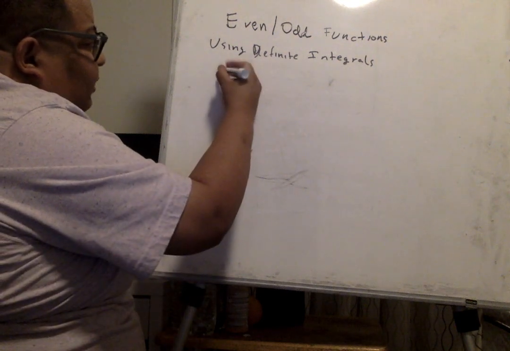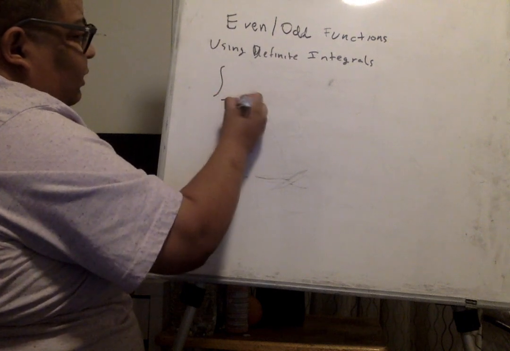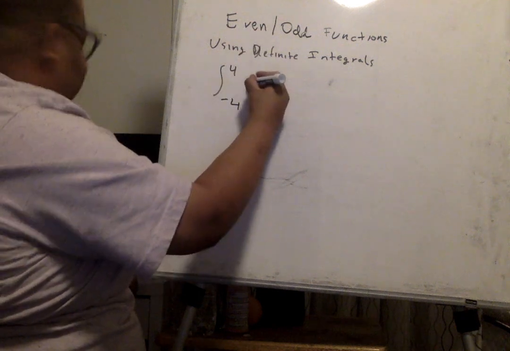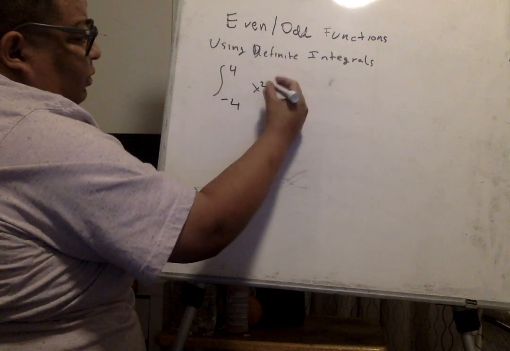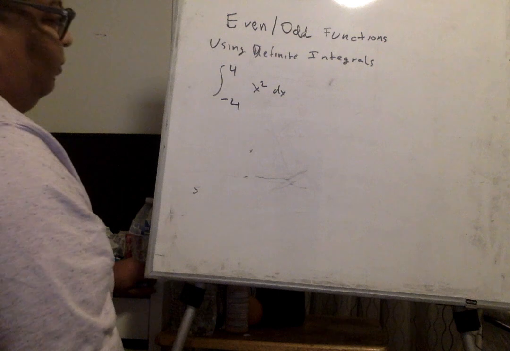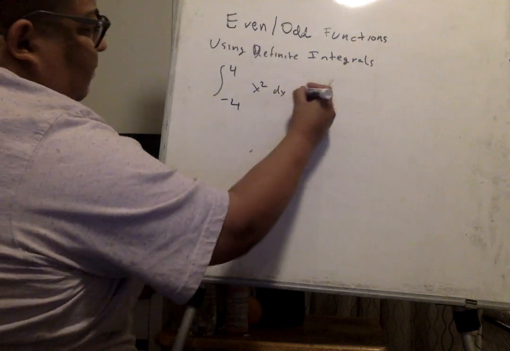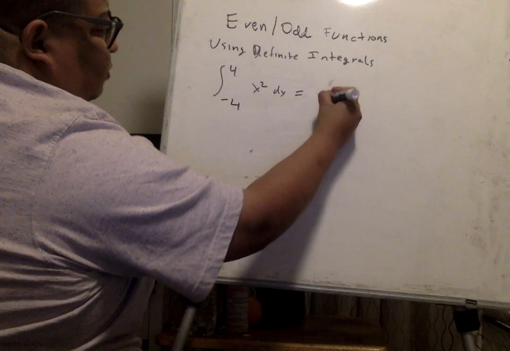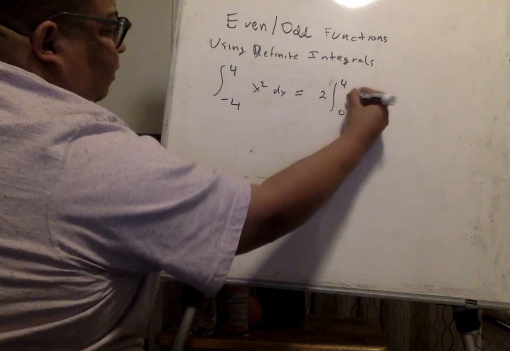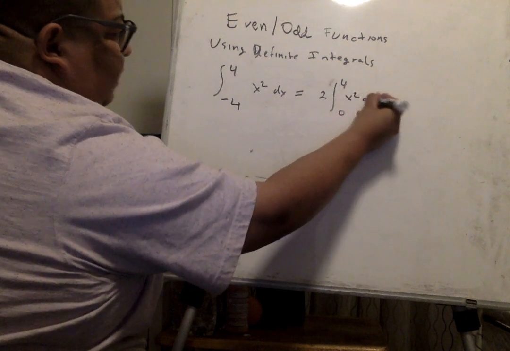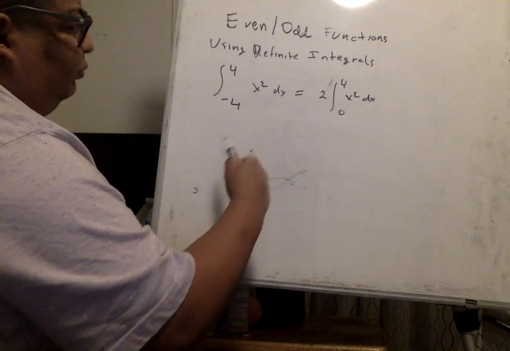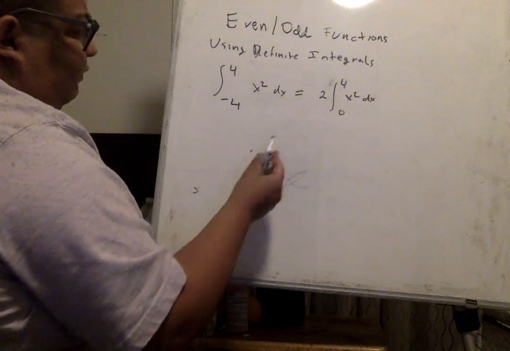So when we look at definite integrals, we're going to look at something like this, and then we're going to start with an even function. So this is going to be an even function. So x squared is an even function. So we claim that this integral is going to be equal to 2 times the integral from 0 to 4 of x squared dx. Okay, and multiply times 2. So let's see if that's the case.